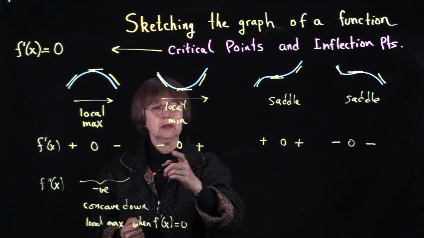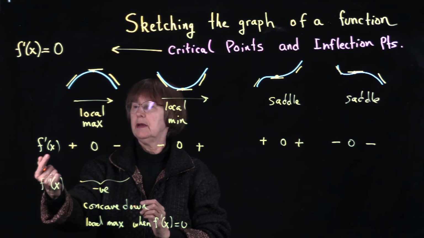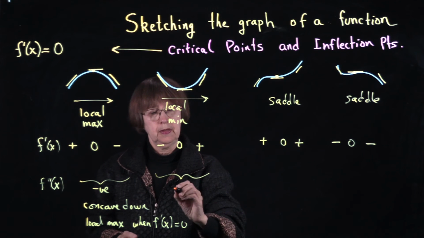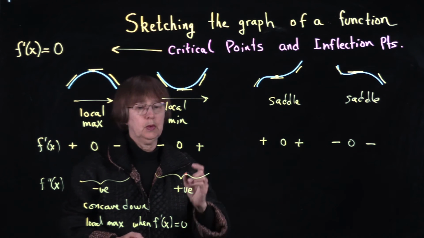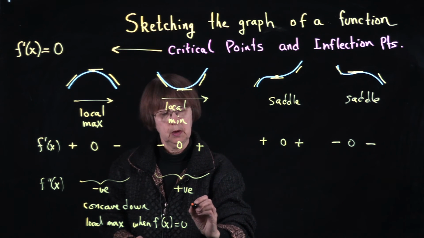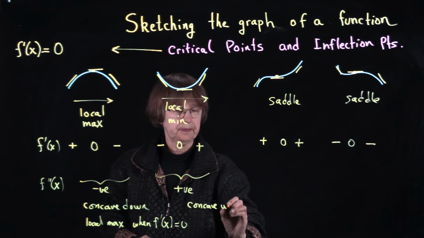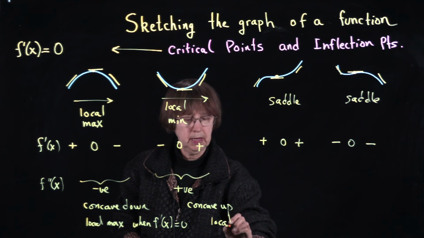This sequence from negative to 0 to positive tells us that f prime x is increasing, and that tells us that its derivative is positive. We see that that is associated with a graph which is concave up. In places of this sort, we have a local minimum.